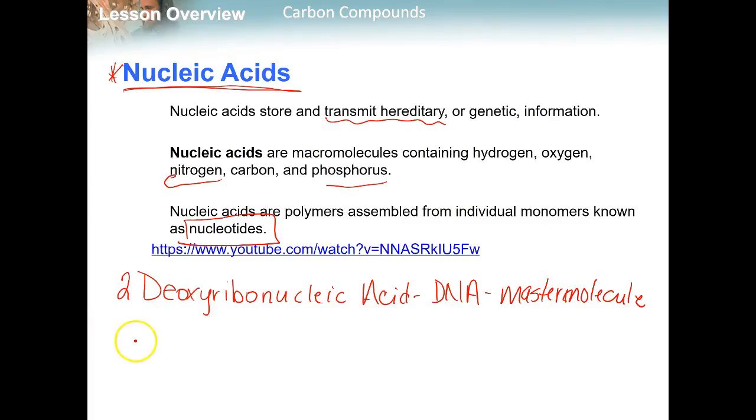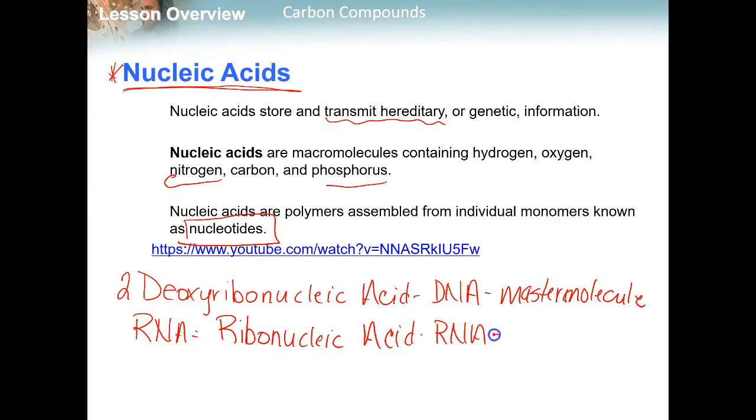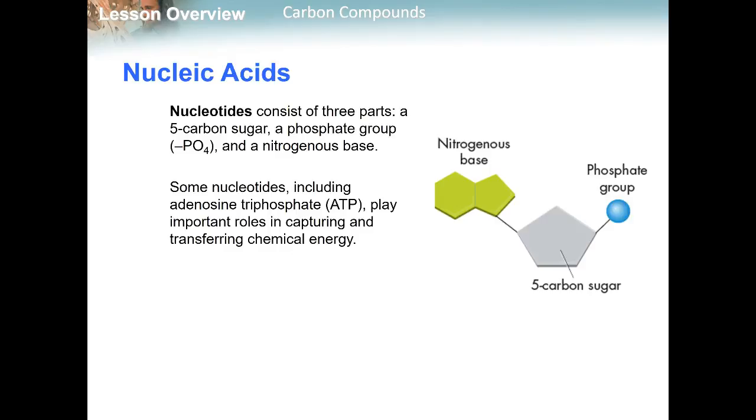And then RNA, which is ribonucleic acid, and this is a helper. And it's going to help in a lot of ways. Deoxy means without oxygen. Ribo is a sugar, ribose sugar, and it's a nucleic acid. RNA is ribonucleic, meaning it has ribose. Okay, so those are the two molecules that we're going to look at as far as nucleic acids are concerned.